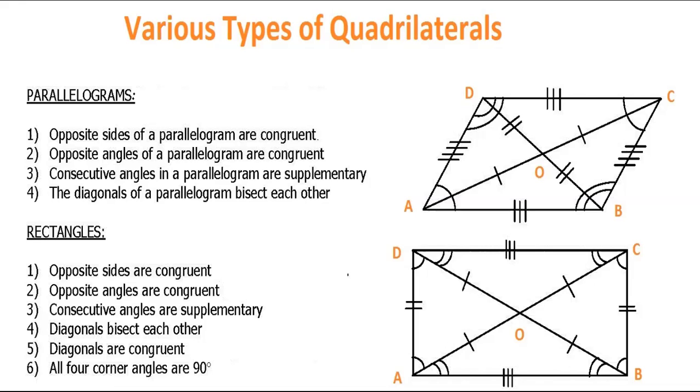Consecutive angles in a parallelogram are supplementary. There are four pairs of consecutive angles in a quadrilateral as well as in a parallelogram, and angle A and angle B is your first pair of consecutive interior angles. Therefore, their sum is equal to 180 degrees. Similarly, the sum of angle B and angle C is equal to 180 degrees. Angle C plus angle D is equal to 180 degrees, and angle A plus angle D is equal to 180 degrees.